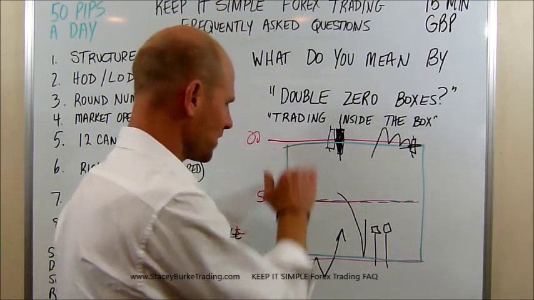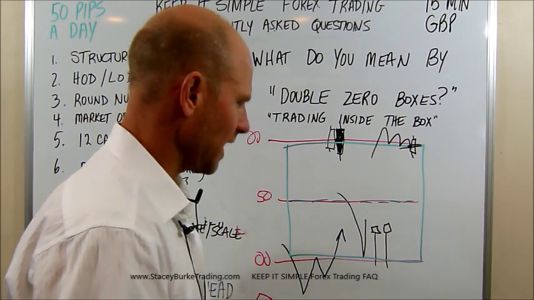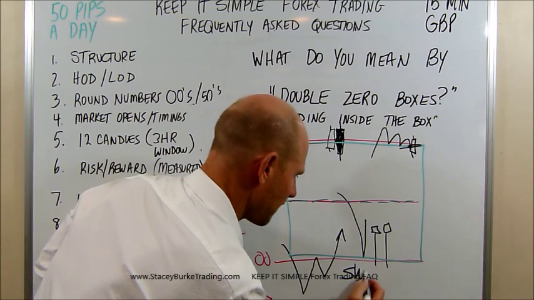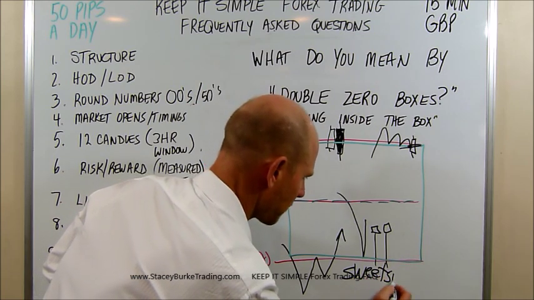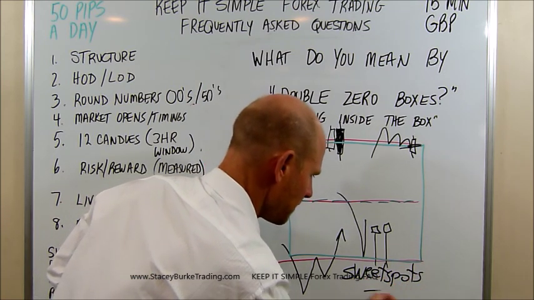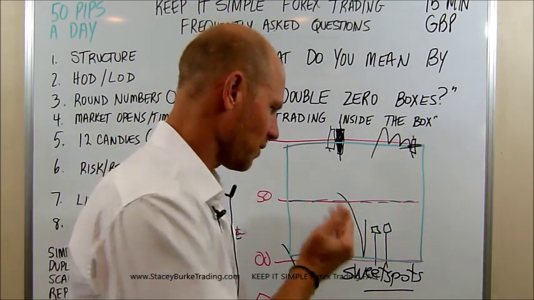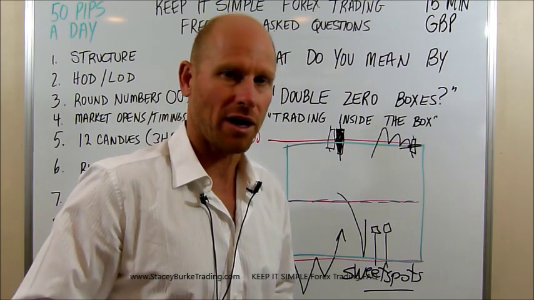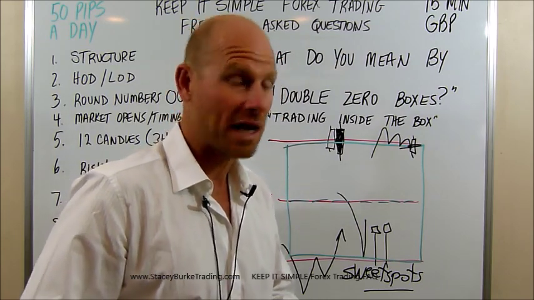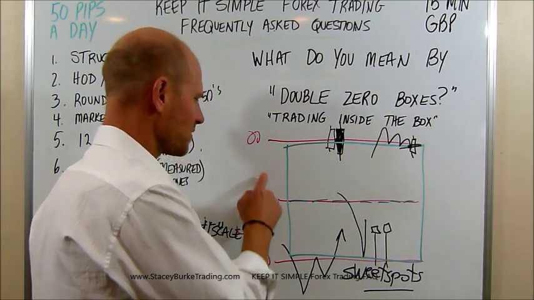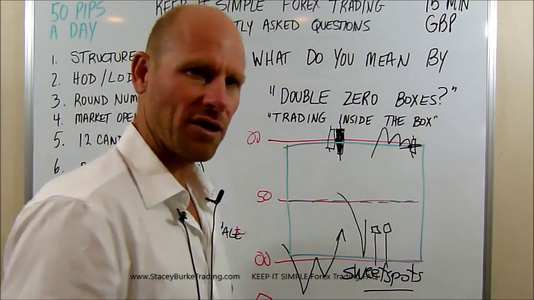And that double zero, so again, the indicator is called sweet spots. It's a free indicator. I know there's other ones. I use this one. It's easy. It's in the description box below. You can download it, put it into your platform. I don't know about other platforms, but I'm sure they have similar indicators that will plot the zeros, the 50s, however you want to set it.